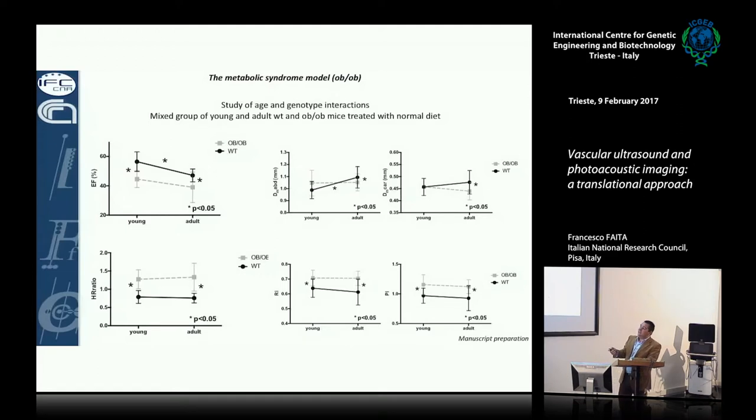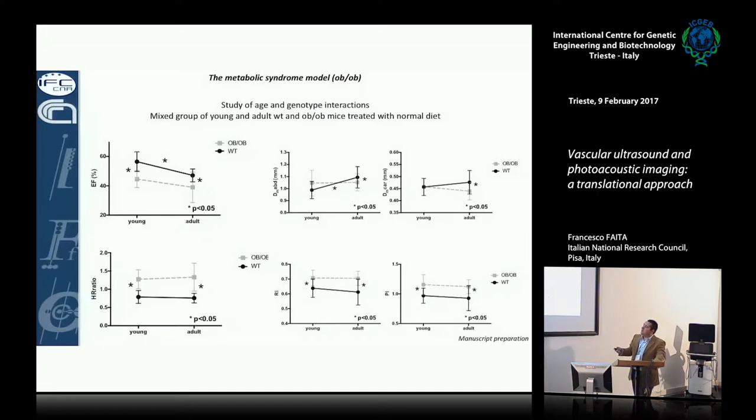The most important result is that in terms of cardiac function, obese mice show reduced cardiac function at both ages, but only wild type showed a reduction in cardiac function passing from young to adult age. Looking at the arterial sites, we notice that there is no change in the mean diameter of obese mice, while a change was found in wild type. And this is in agreement with the vascular remodeling of wild-type mice, which is compatible with the aging process, and this process is not present in obese mice. We speculate this is because of endothelial dysfunction with reduced vascular tone in our animals.